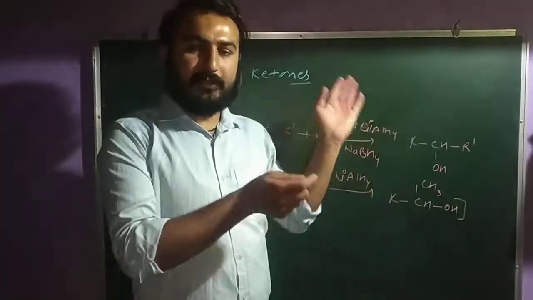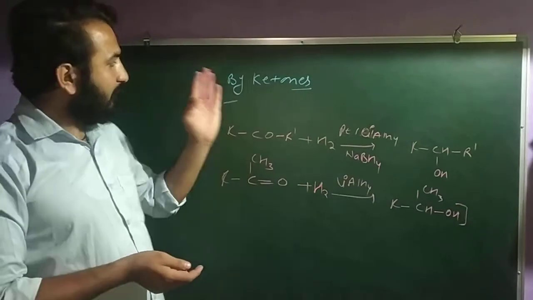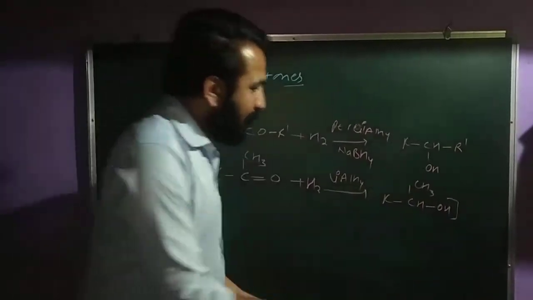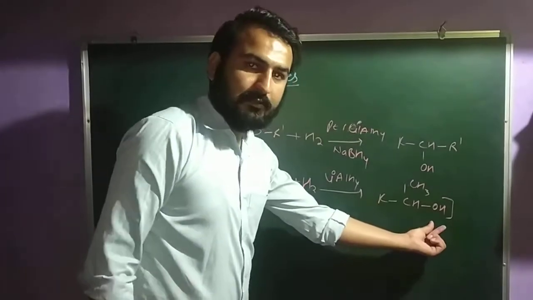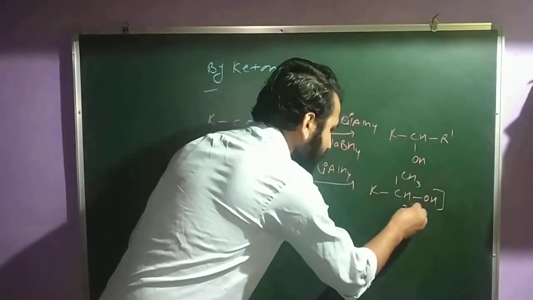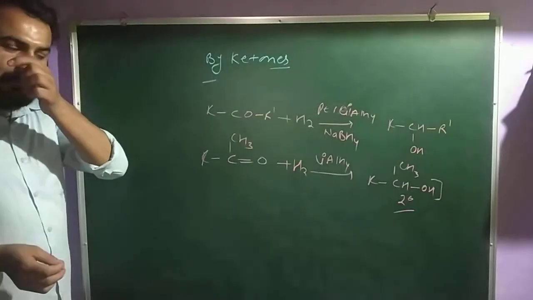On the reduction of aldehyde, you will get 1 degree alcohol, and on the reduction of ketone, you are getting the second degree alcohol. In a second degree alcohol, the carbon bearing the main functional group is directly attached to two other carbons. Clear? One important thing is there.